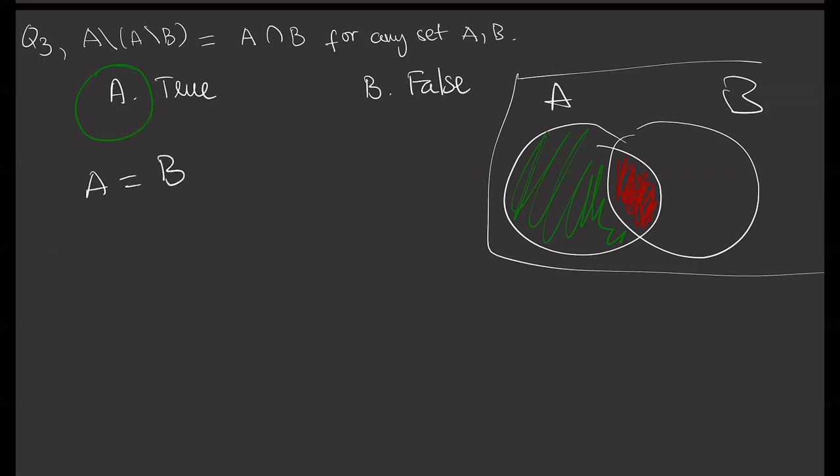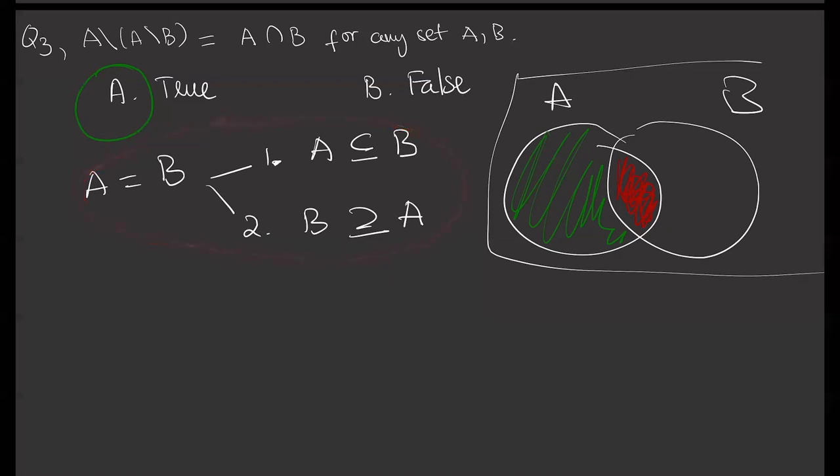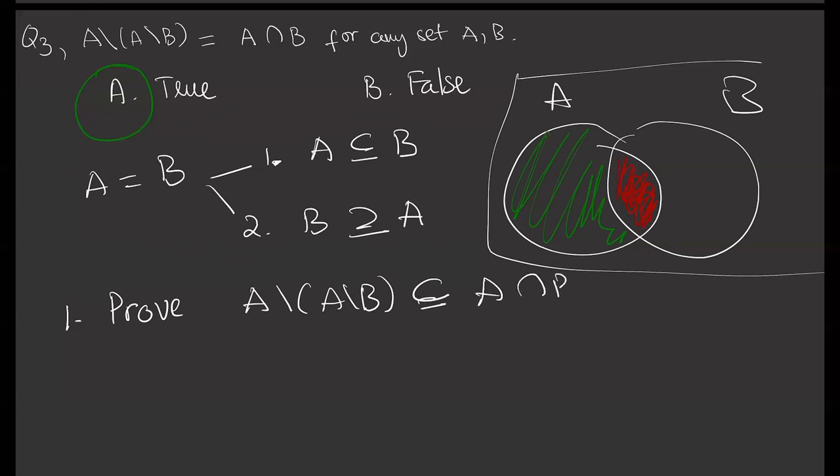Okay, in order to prove set A equals set B, we have to do two things. First step, proving A is a subset of B. Second step, proving B is a subset of A. Yes, I agree. So for any question asking you to prove the equality of two sets, you have to do those two steps. We will do the first step: prove A exclude B is a subset of A intersect B.